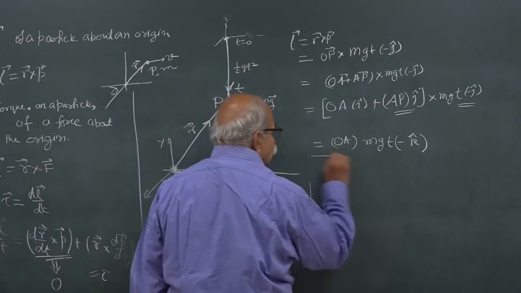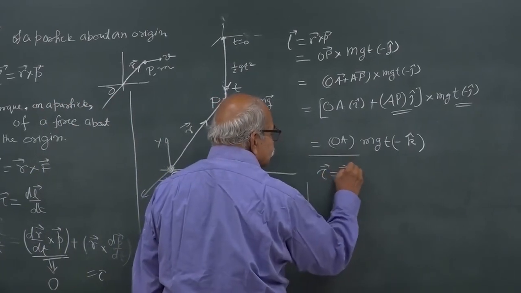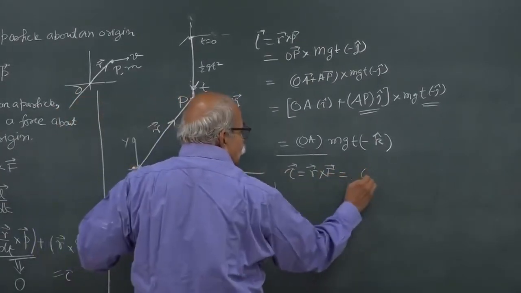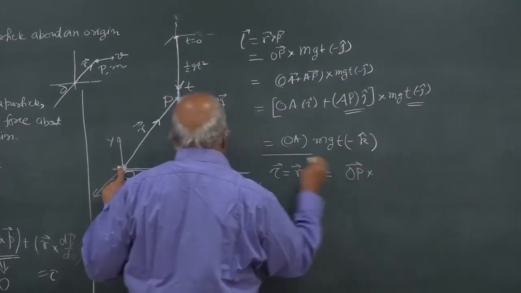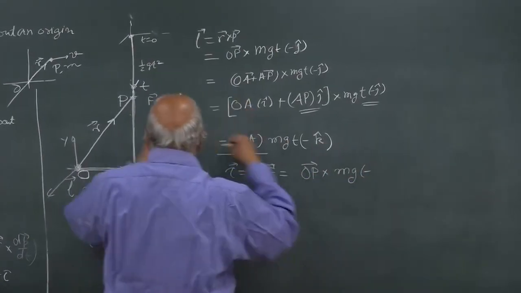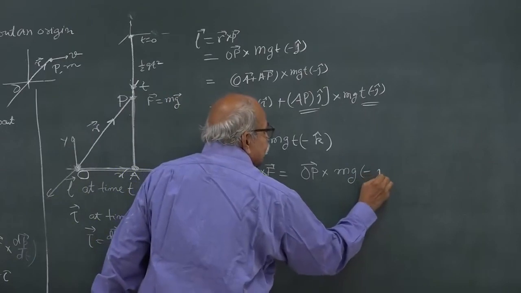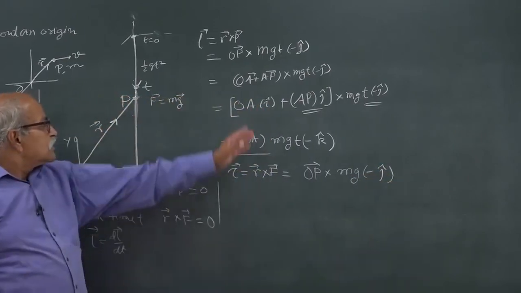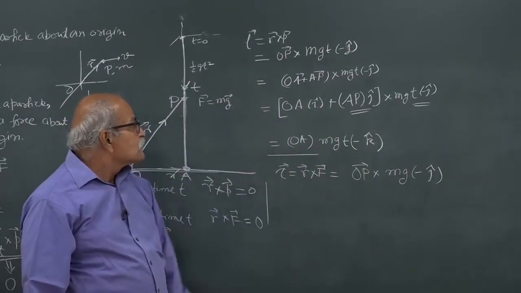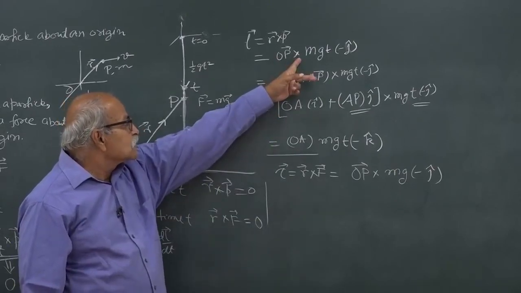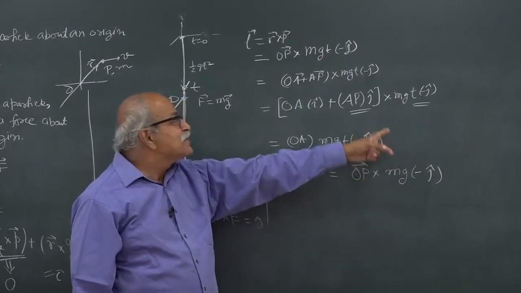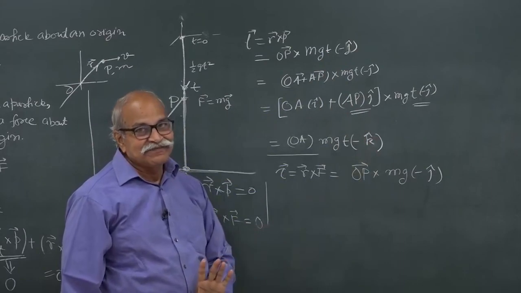What is torque? Torque is r cross f and r is OP vector. So, OP cross f, f is mg in the downward direction. So, mg times minus j cap. Look at this expression for L and this expression for torque. What is the difference? OP cross mgt minus j cap, OP cross mg minus j cap. Only this t is not there, otherwise everything is there.